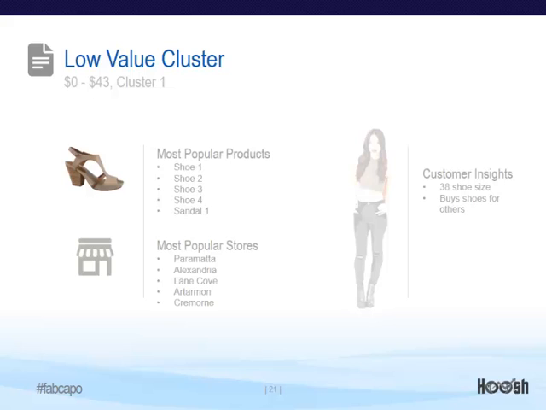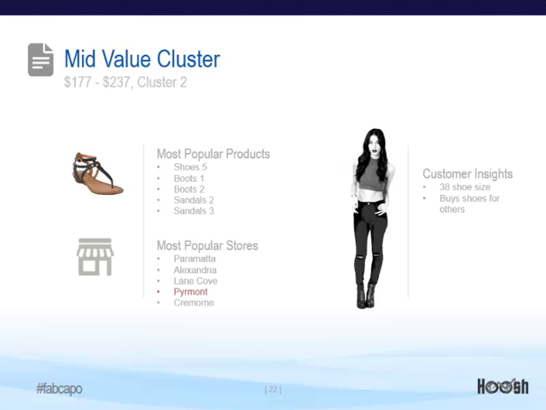What we found was interesting: now we know what the most popular shoes were in the low value cluster. It gets more interesting when we move to the next cluster, the mid value cluster, anyone that spent 177 to 237. Straight away we noticed a completely different set of products. The top 5 products were very different from the cluster before, and the type of shoes went from low-cost shoes, flats, to sandals. We also noticed a new store had popped up in the popular stores. So that was already interesting in itself.